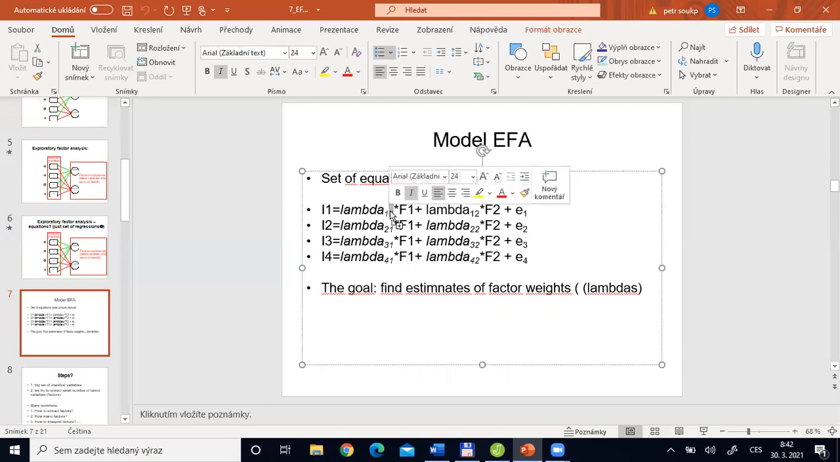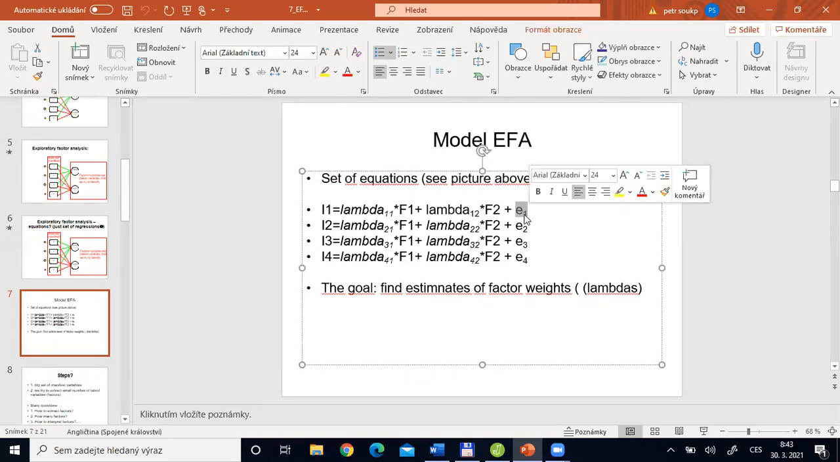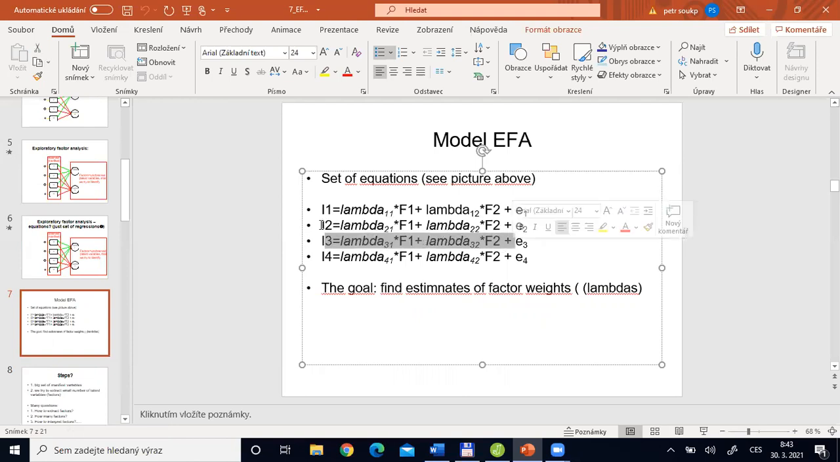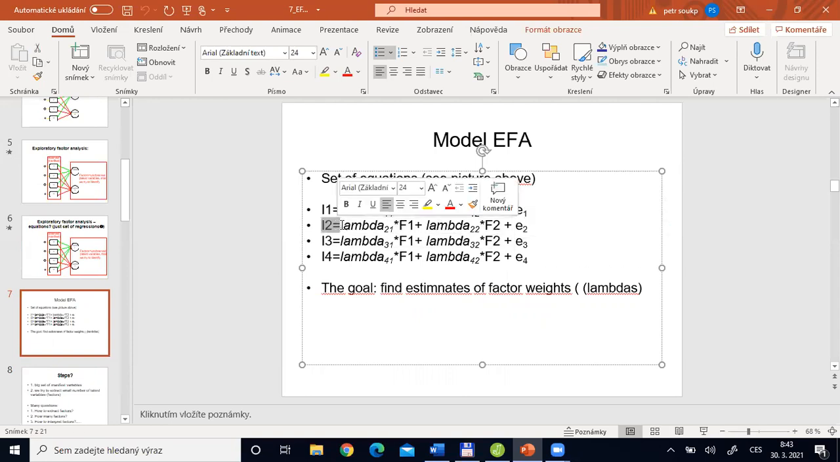So lambda 1 multiplied by factor 1, and lambda 1 multiplied by factor 2, plus the first random error, and I would call this random error for the first observed item E1. And the same or similar set of equations I can create for the rest. So for the second item, I would be using the second lambda 1 multiplied by factor 1 plus lambda 2 multiplied by factor 2 plus random error for the second item.